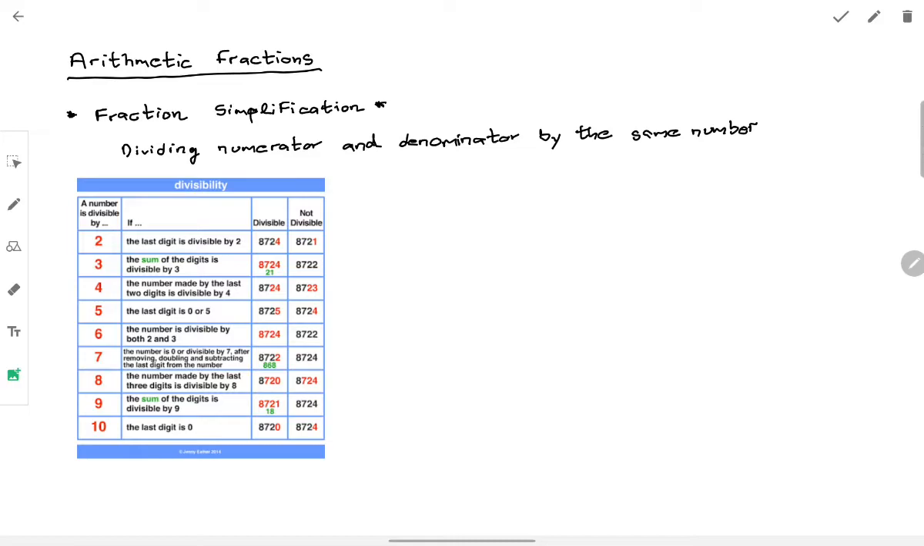Here we have divisibility criteria to see if a number is divisible by 2, 3, 4, 5, 6, 7, 8, 9, and 10. So let's see what's important. To know if a number is divisible by 2, the last digit is divisible by 2. That can be also known as if the last number ends on 0, 2, 4, 6, or 8. To be divisible by number 3, the sum of the digits is divisible by 3. We see there an example, 8, 7, 2, and 4. If we make that sum, it's 21.